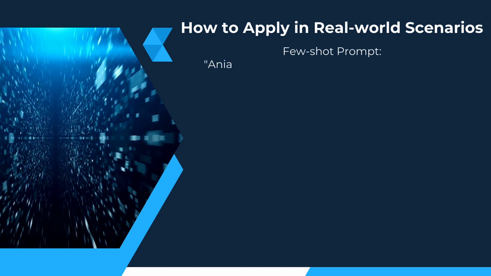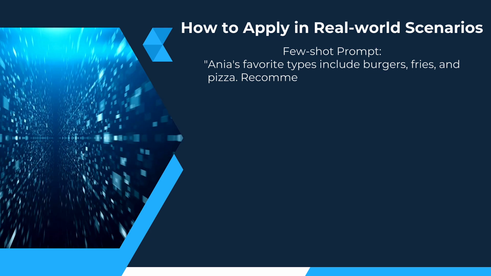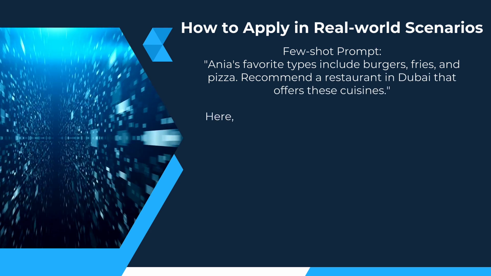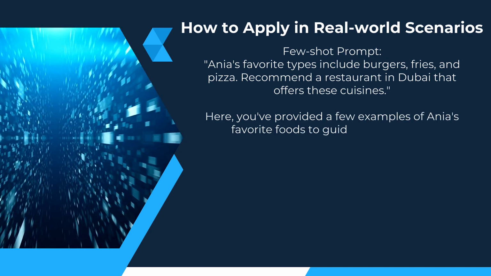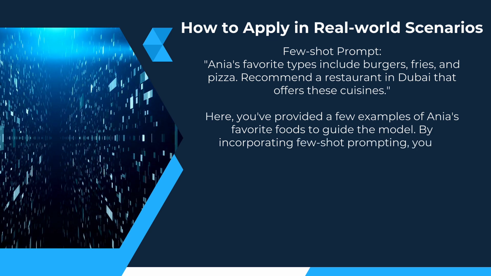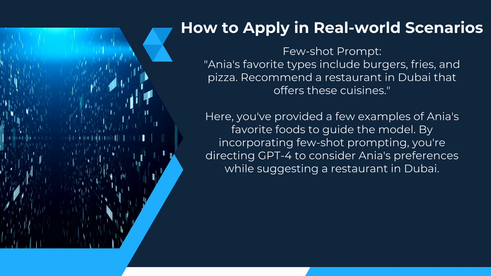Few-shot prompt: Anya's favorite types include burgers, fries, and pizza. Recommend a restaurant in Dubai that offers these cuisines. Here, you have provided a few examples of Anya's favorite foods to guide the model. By incorporating few-shot prompting, you are directing GPT-4 to consider Anya's preferences while suggesting a restaurant in Dubai.